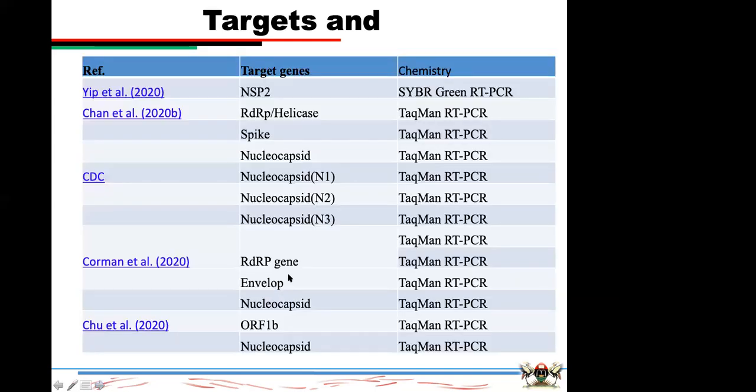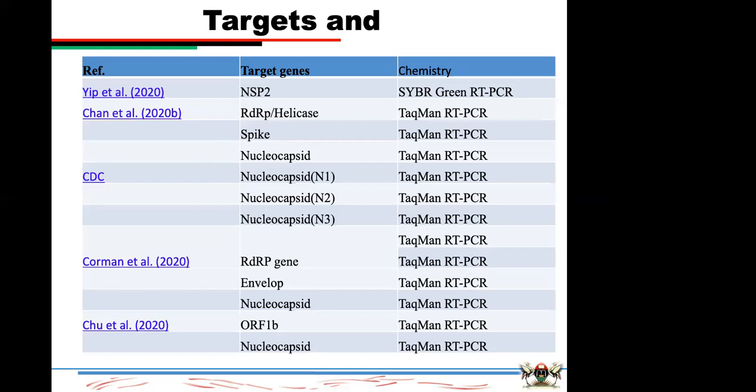So you, for example, have got these different tests. We shared this last time. So you have, for example, the test that was developed by Yip et al. That was focusing on the NSP2, while the Chan et al., the Chinese one, was focusing on the helicase, and this actually, the RdRP helicase test, has been shown to be one of the most sensitive tests currently available.